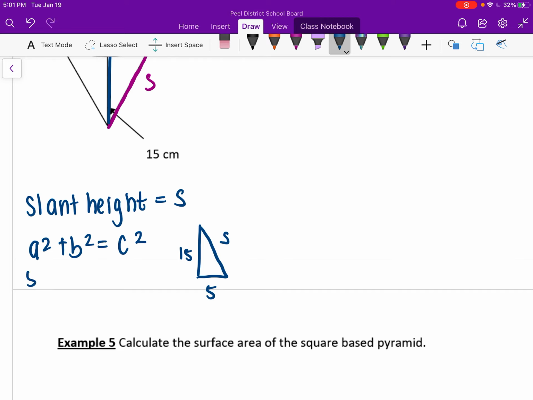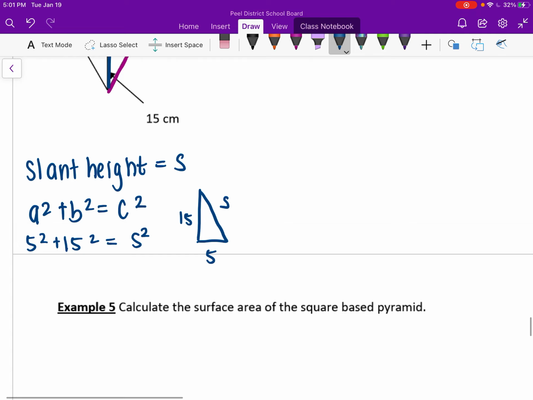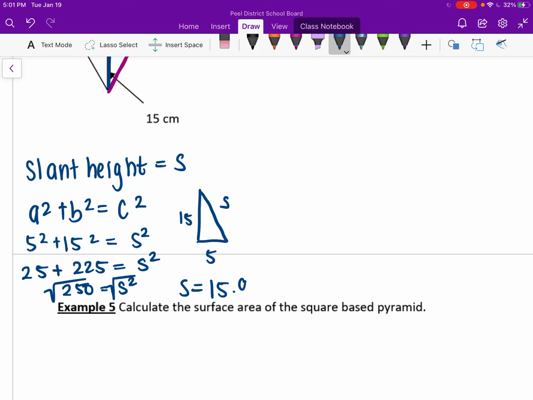So now let's put stuff together. We have 5 squared plus 15 squared, a squared plus b squared equals c squared, which is just s squared. 25 plus 225 equals s squared. 25 plus 225 is 250, equals s squared. I'm going to take the square root of both sides. s equals the square root of 250, which is about 15.9. So that is my s.